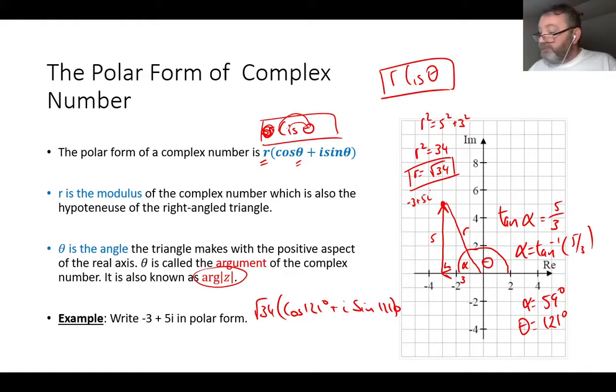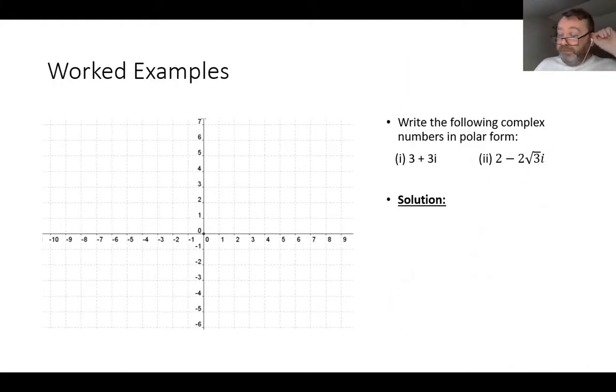That's it. Okay, so let's take two examples before I set you away to do some yourselves. Write the following complex numbers in polar form. 3 plus 3i. Step 1, plot it on the Argand diagram. Out 3, up 3. So there's your point, 3 plus 3i.